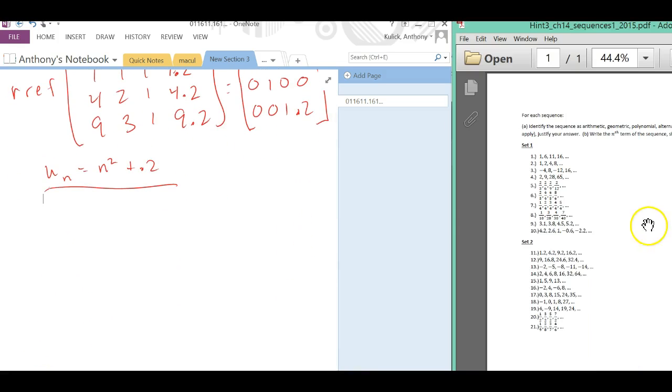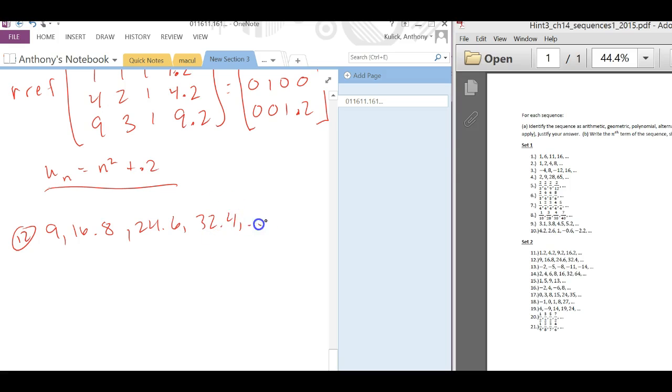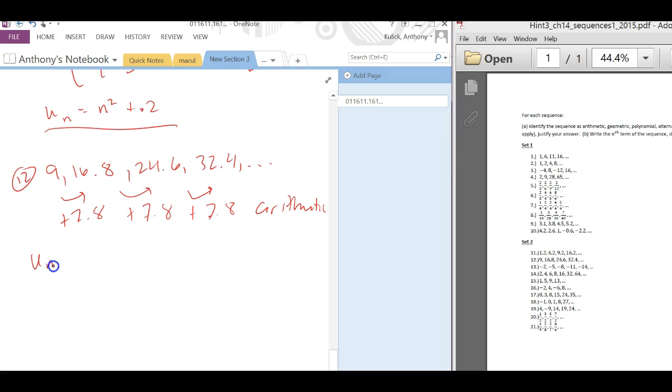So there's my polynomial. Next one here, number 12. I got 9, 16.8, 24.6, 32.4... Well, let's see here. That's plus 7.8. And that's plus 7.8. Aha! And then a plus 7.8. That's good. Arithmetic it is. And so u sub n is n minus 1 times 7.8 plus 9, or u sub n equals 7.8n plus 1.2.